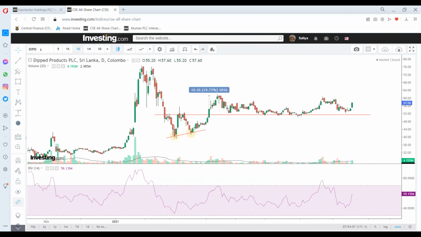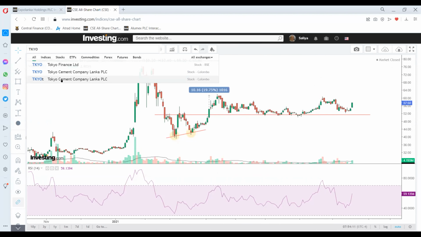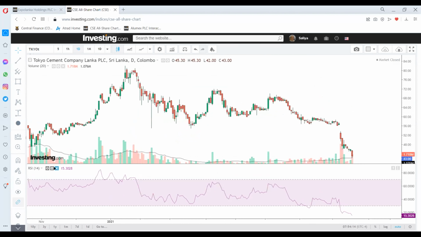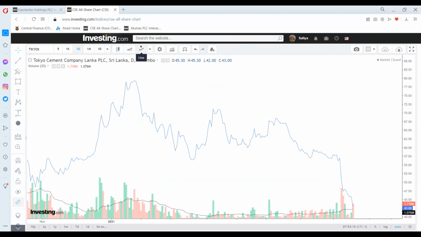Then Tokyo Cement, if you take the non-voting first and move to that, you can see there had been a double bottom formation, but it was a failure, right? So this shows that when you have double bottom formations and there is a failure, we will be watching whether this bottom, which is a support, is going to be respected.